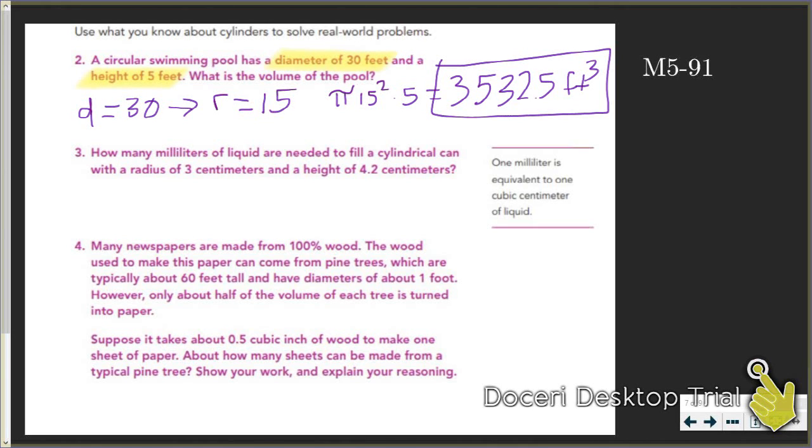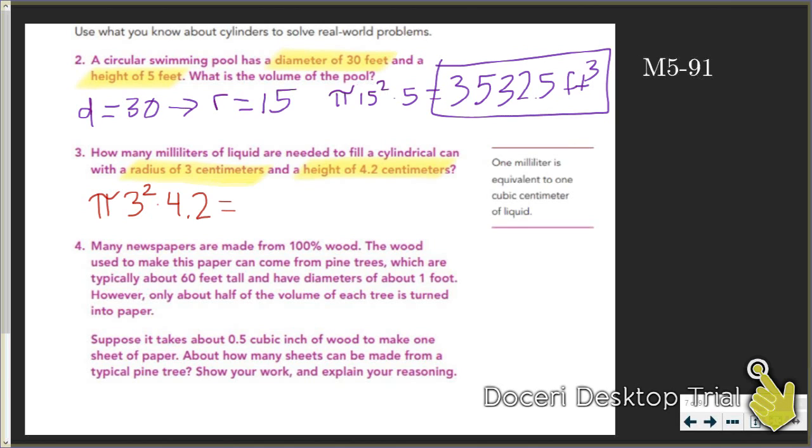All right, so in this one, you should have highlighted or circled that they give us the radius, which was 3 centimeters, and the height, which was 4 and 2/10. Okay, so this time they give us the radius, so we don't even have to do any converting or anything like that. All we got to do is plug it into our formula. So we have pi times the radius. Well, the radius was 3, so pi times 3 squared times our height, which was 4 and 2/10. And that's going to give us our answer.